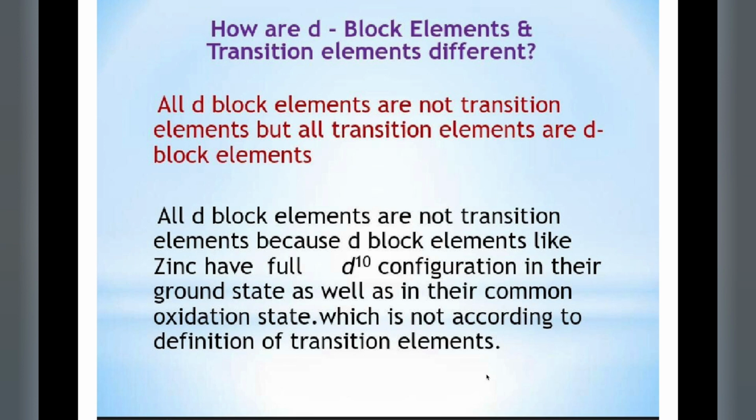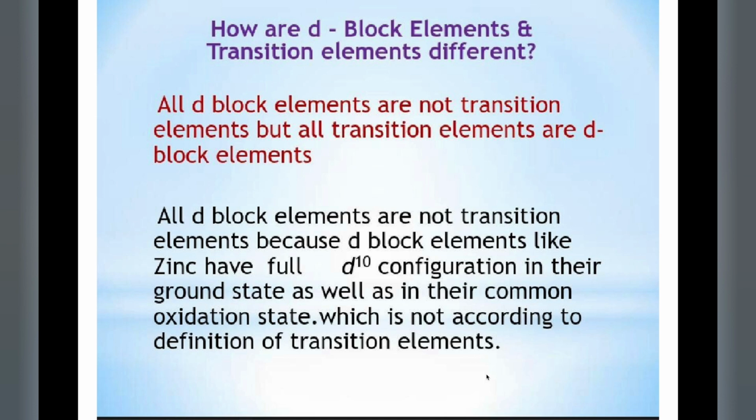Next, how are D block elements and transition elements different? What is the difference between D block elements and transition elements? You can see that all D block elements are not transition elements, but all transition elements are D block elements.